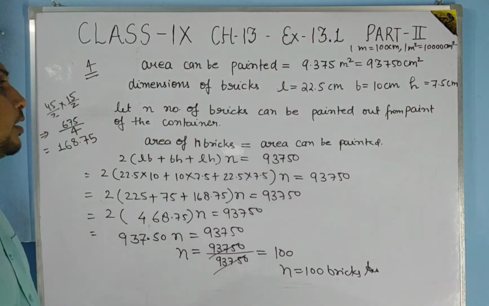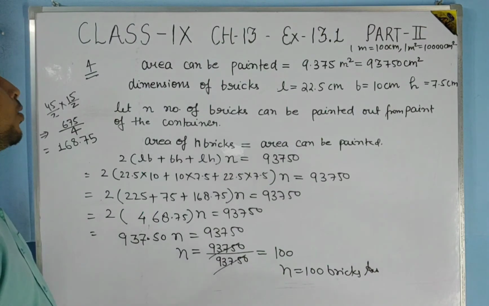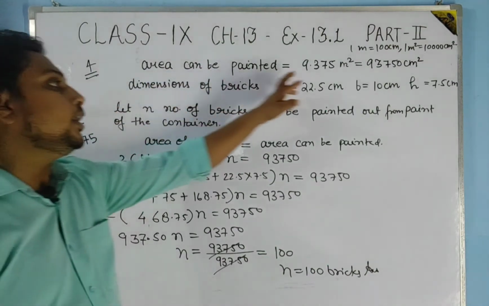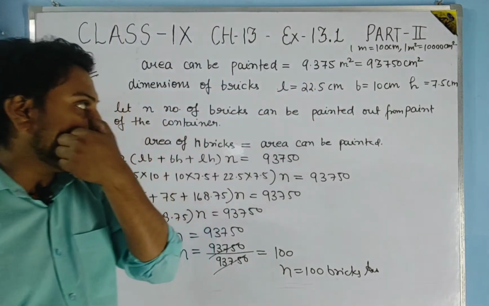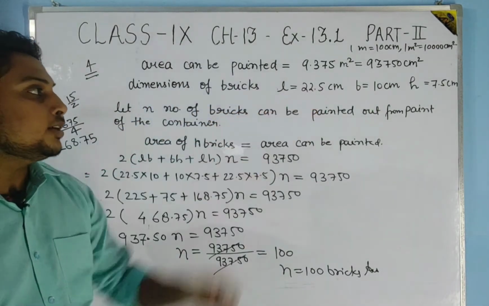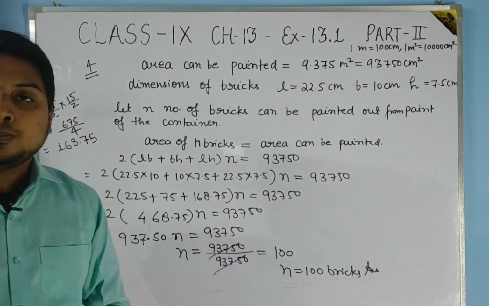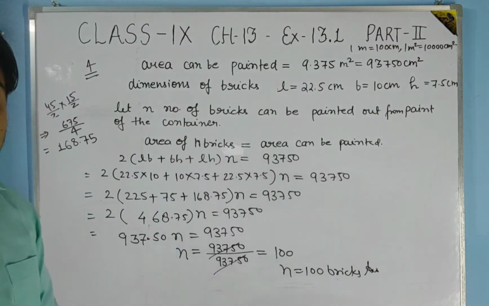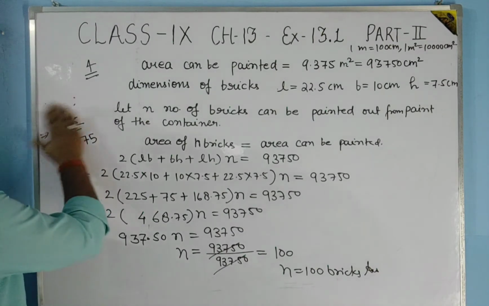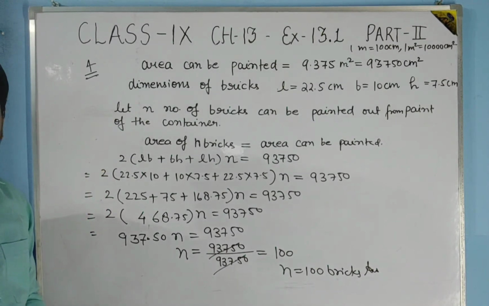Whatever the amount of paint is there in the container, which can paint the area equal to 9.375 meter square, and if one brick is having the dimension like this, then 100 bricks can be painted out of that container. Now students, you can pause the video and note down the solution of this question.